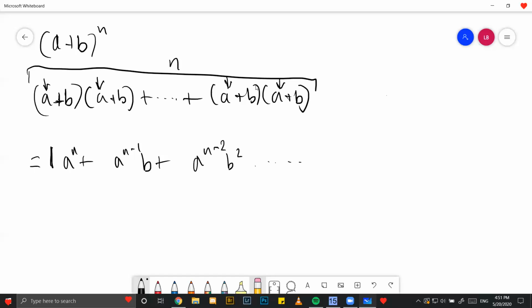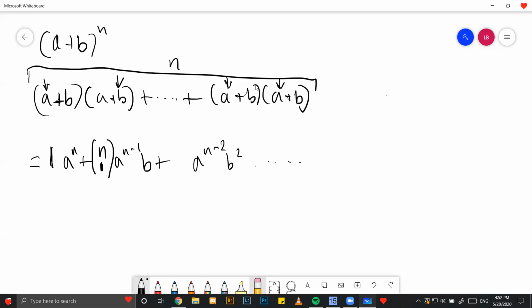Now, when do you get all the a's but only one b? Say you took this a, this a, then this b, then this a and this a. You could take the b from here, and the a's from the other positions. You can take the b from any of n positions. So from n positions, you can choose one.